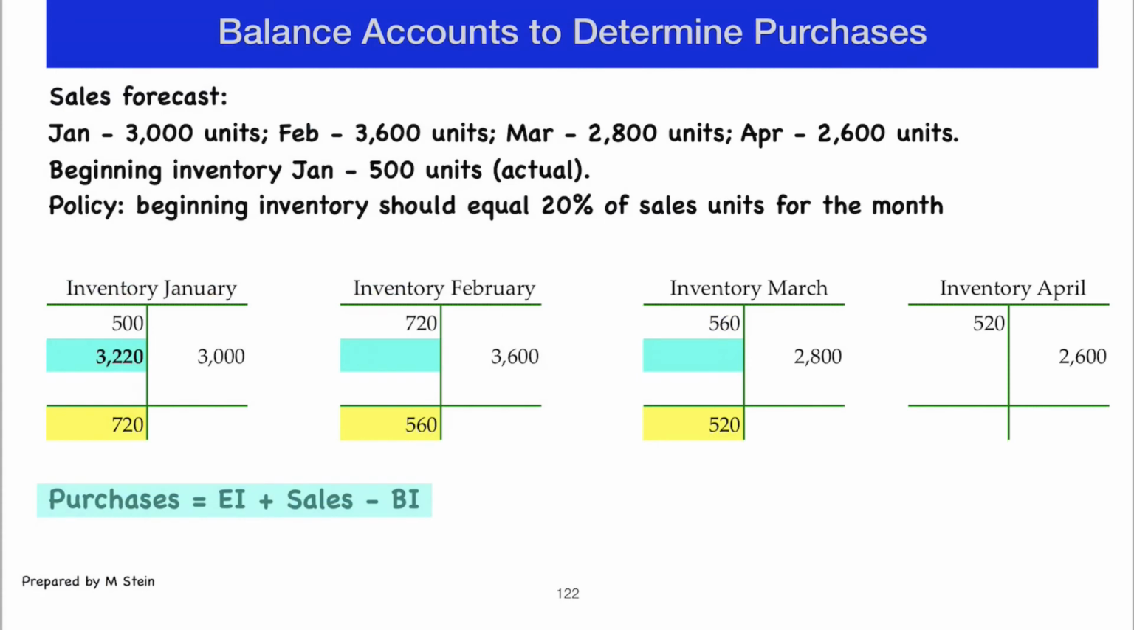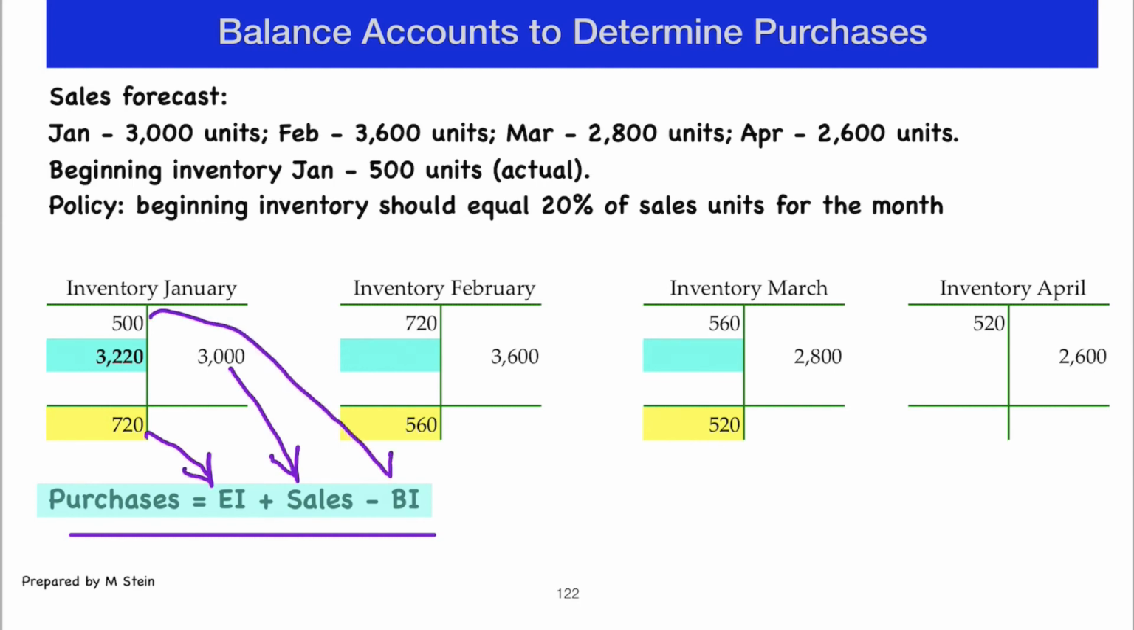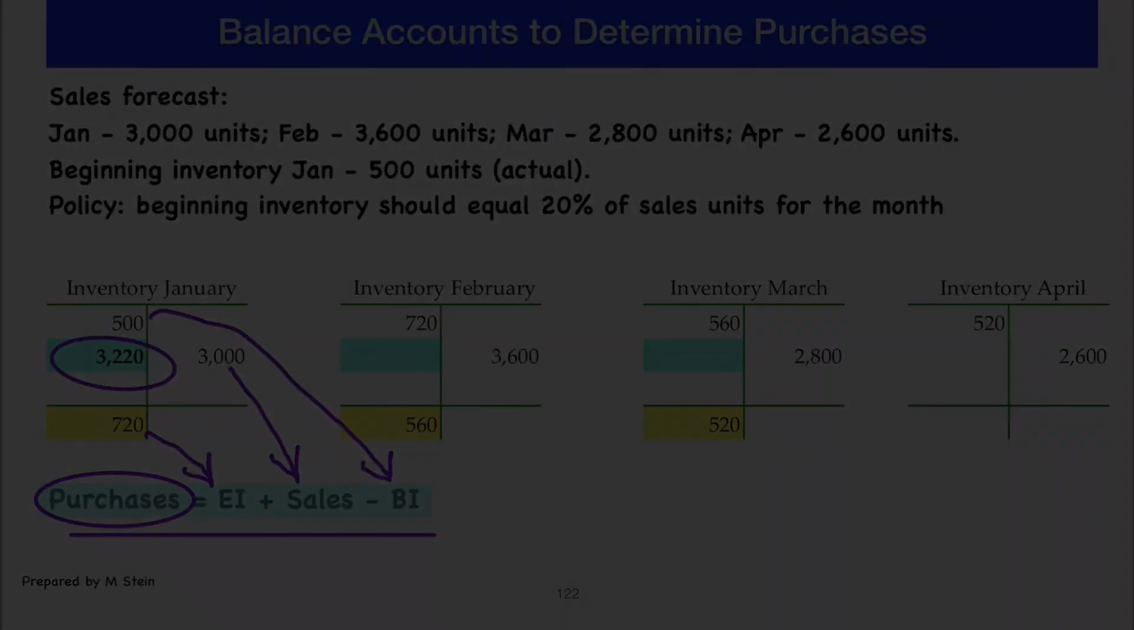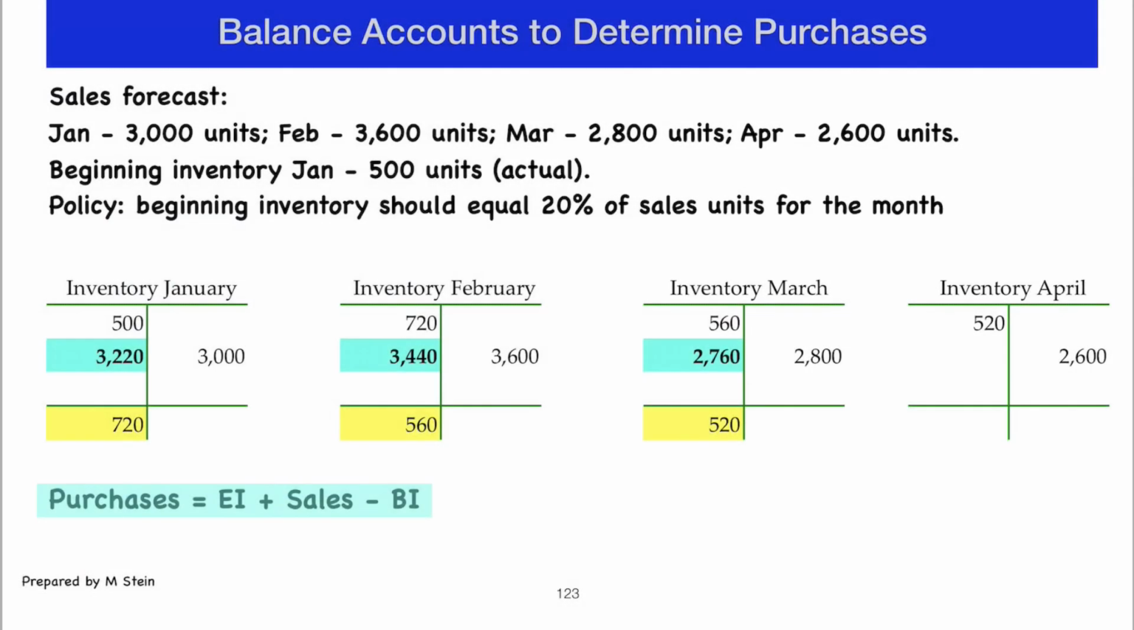We can now solve for January purchases using the equation that purchases equals ending inventory plus sales minus beginning inventory. If we substitute in all of the parts, we find out that purchases in January equal 3,220 units. Using the purchases formula, we can determine the purchases for February and March as well.